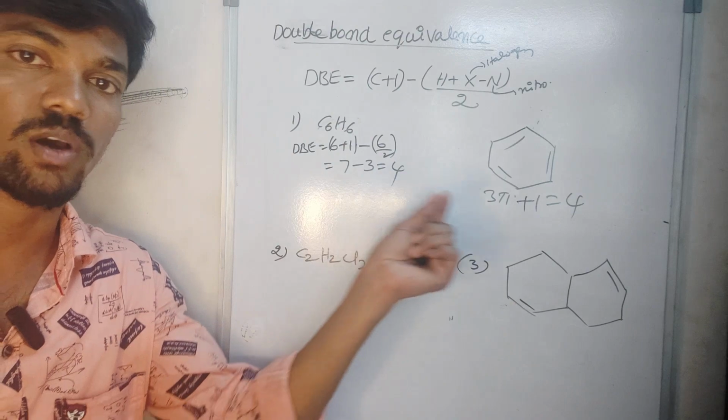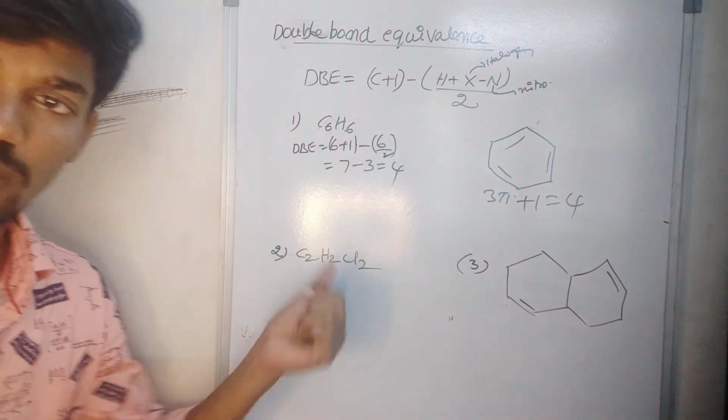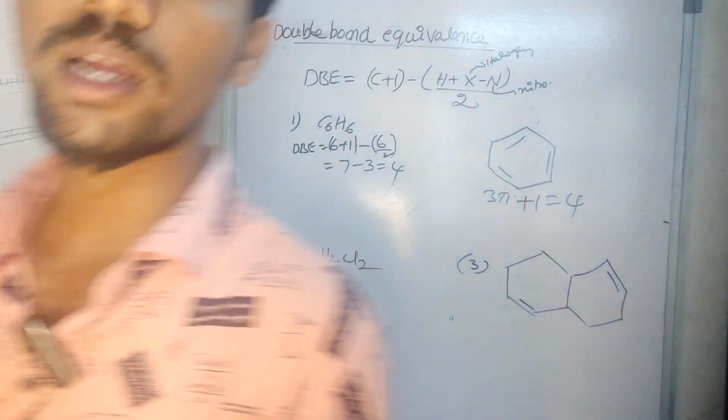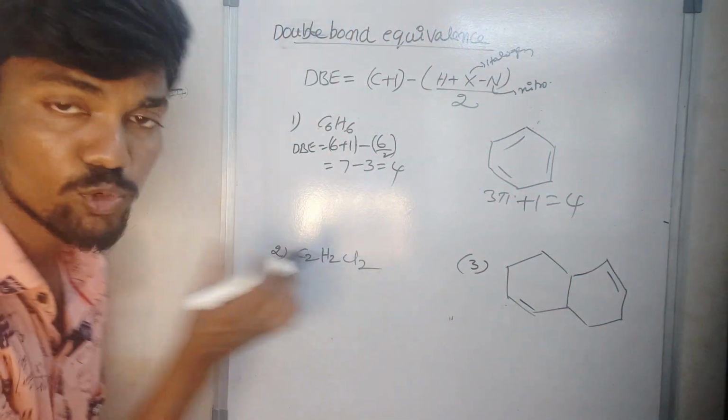Double bond equivalence value is 4. So coming to this point, C2H2Cl2, what is the value? Please do it and tell me in the comment box. Okay, first of all, C2H2Cl2.